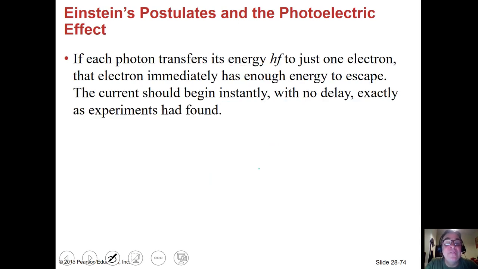So if each photon transfers its energy to just one electron, that electron immediately has enough energy to escape. The current should begin instantly with no delay, and that's exactly what experiments show.